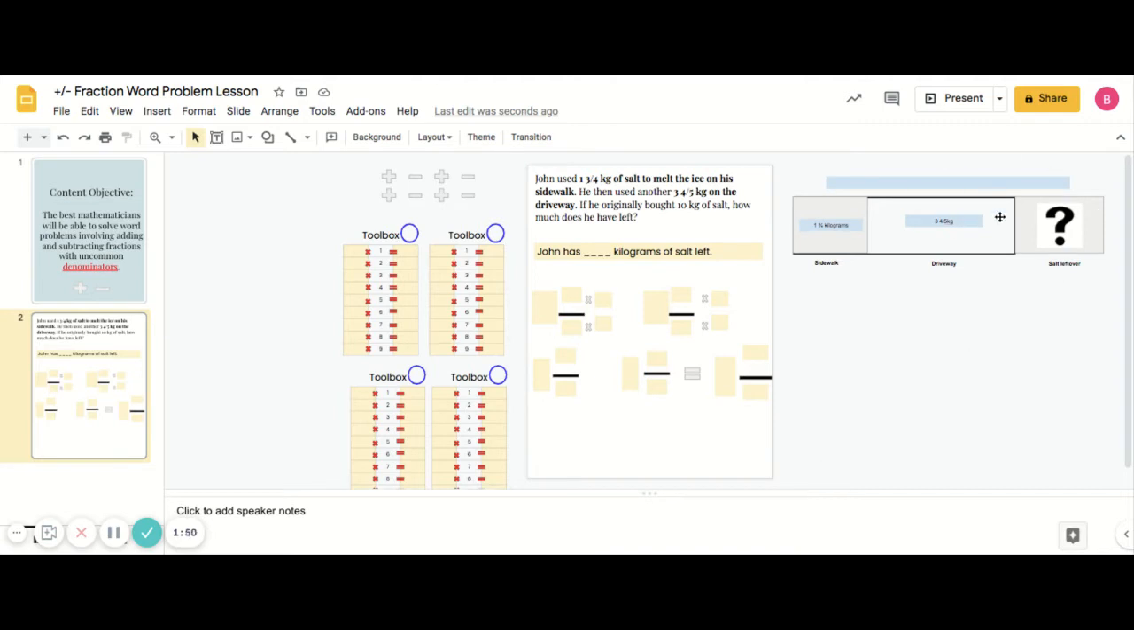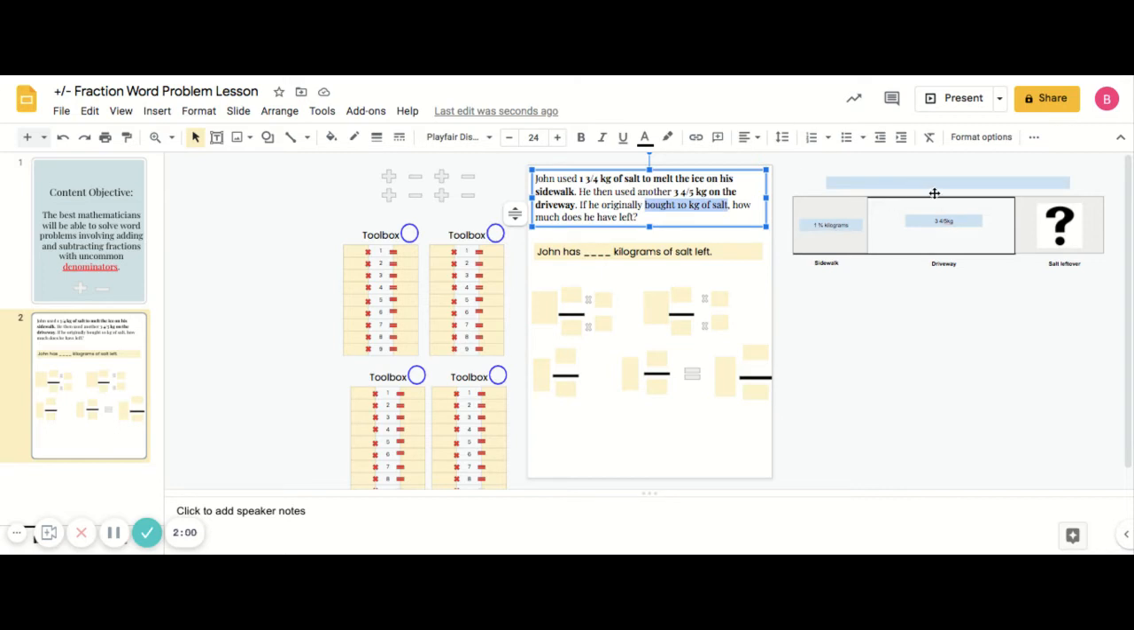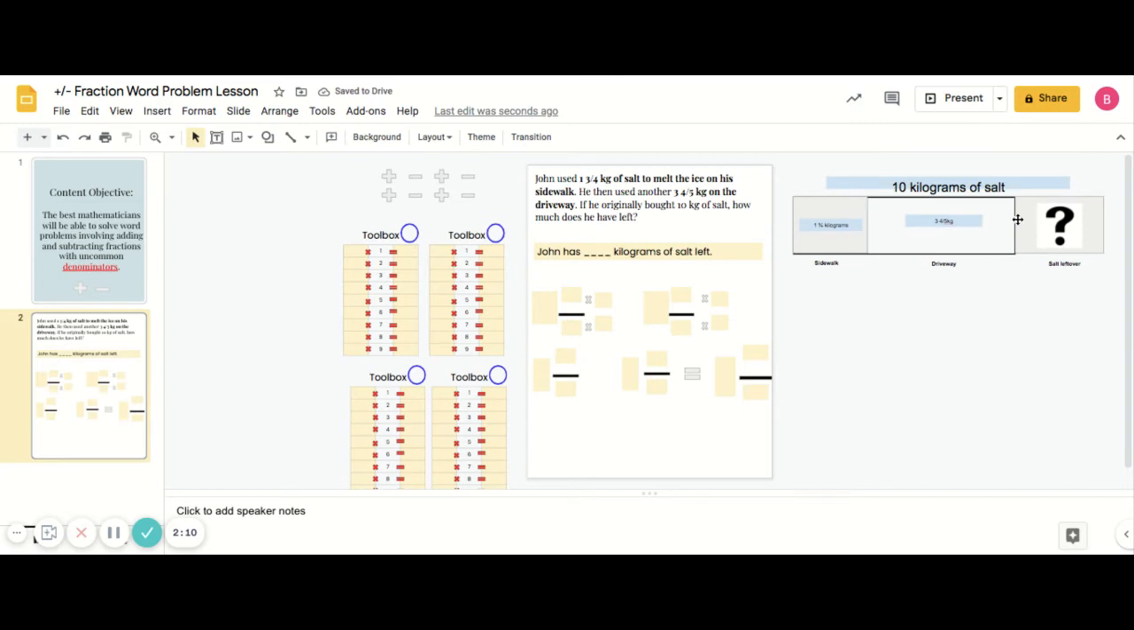Our whole entire tape diagram is going to represent the total amount of salt that John bought. It tells us here in our text that John bought 10 kilograms of salt. So up top here, we are going to write 10 kilograms of salt. Now that we have completed our tape diagram, we are going to figure out what we need to do in order to solve for our question mark here.